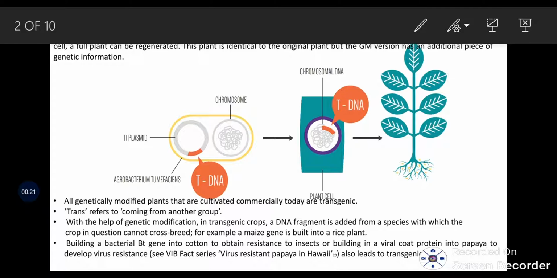First, we'll talk about transgenesis. As you know, in transgenics or genetically modified organisms, the gene is taken from some other group. As you can find out, the gene pool is divided into four groups, like gene pool 1, gene pool 2, gene pool 3 and 4.